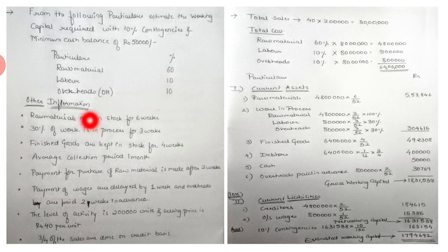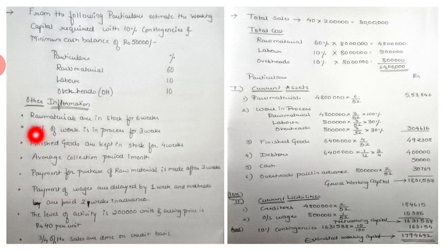Other information given to us is raw material is in stock for 6 weeks, 30% of work is in process for 3 weeks, finished goods are kept in stock for 4 weeks, average collection period is 1 month. Here, work in process, if you see in the previous video that we just saw, they had not given how much percentage of work is in process. So we assumed 50%, and we assumed raw material at 100%, labor at 50% and overheads at 50%.